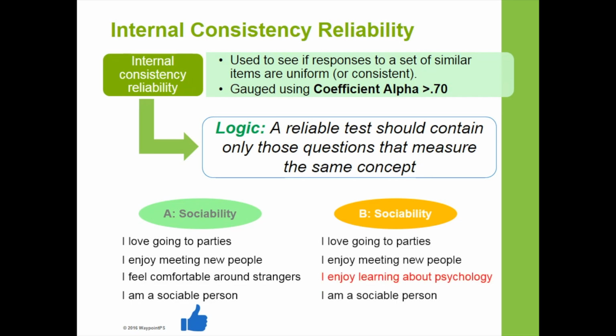Take a look at the second one. You can see that the first, second, and the 4th items are the same, but the 3rd item says, I enjoy learning about psychology. Now imagine a person who is high on sociability. That person may or may not enjoy learning about psychology, so that 3rd item will tend to decrease the reliability for the second assessment.